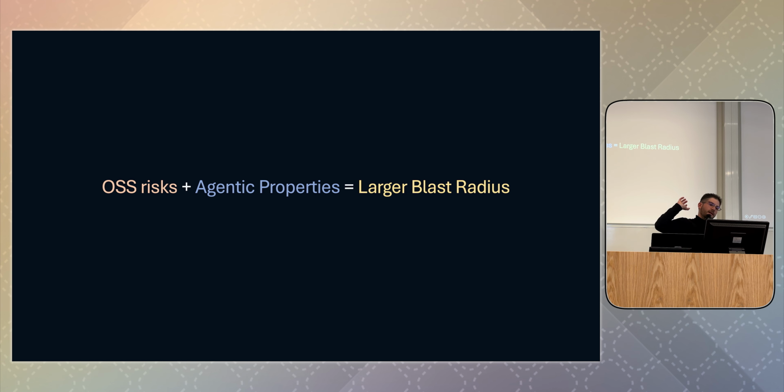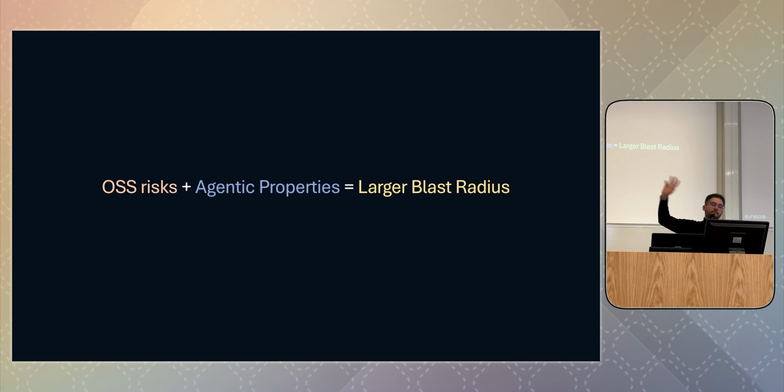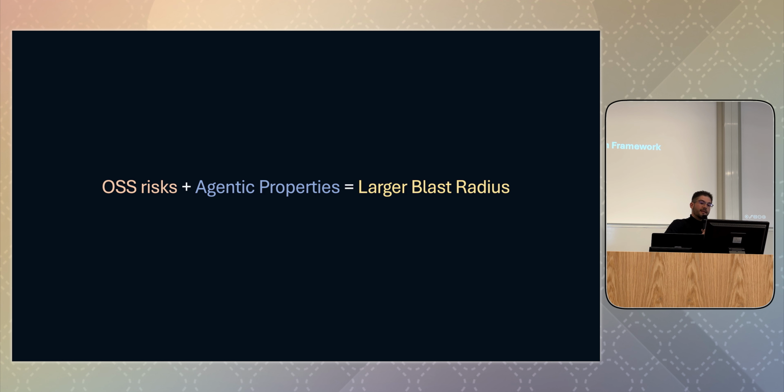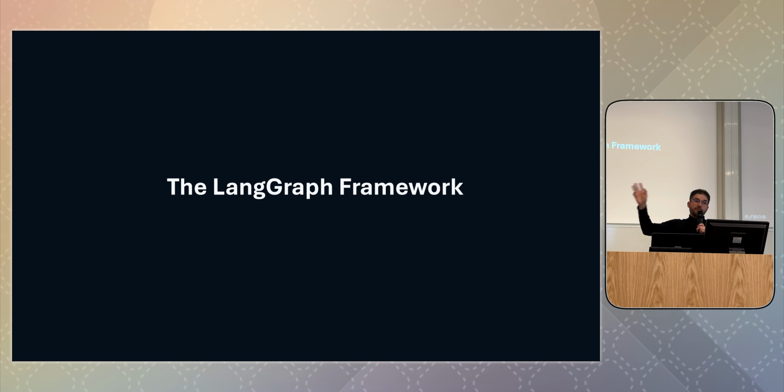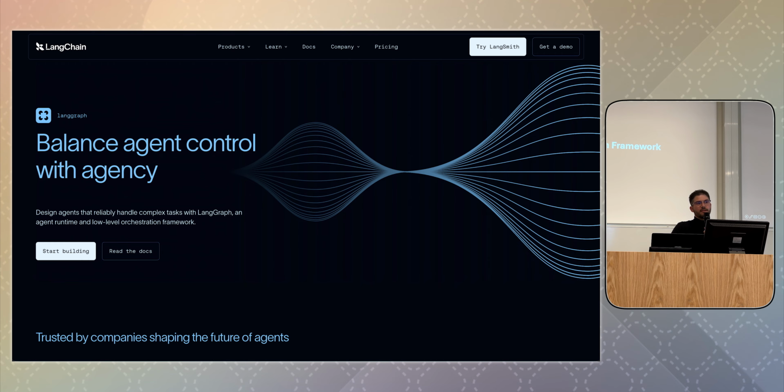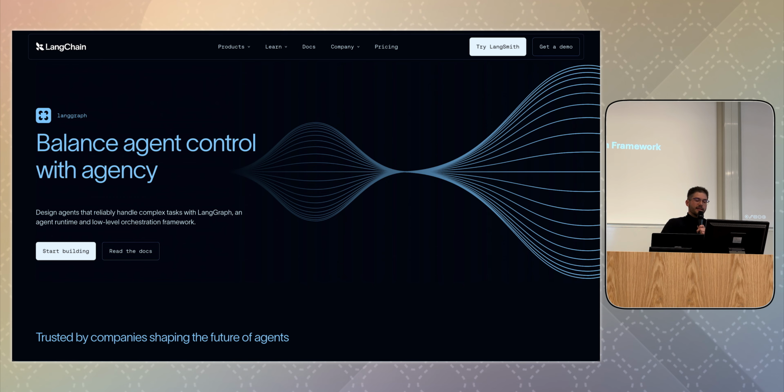So you have this open source software risk that we have been looking at for a while, plus all these new agentic properties that just increase the risk area, right? So let's have a look at the LangGraph framework. I just picked one framework in particular because that is what I use for my projects. It's not the property of a big company, so you can use it and deploy it in any cloud. This is something that I like, and it looks like it is at the forefront of what's going on.